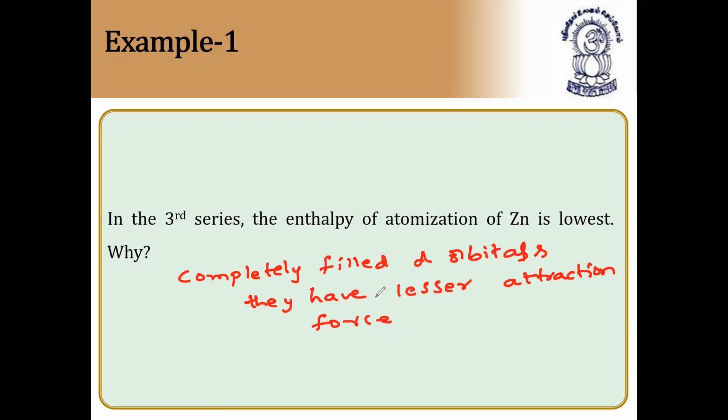As they have more electrons and completely filled orbitals, they have lesser attraction force, due to which the enthalpy of atomization is lowest. So in any series, the last element has the lowest enthalpy of atomization due to completely filled d orbitals. Please note down this answer in your book.